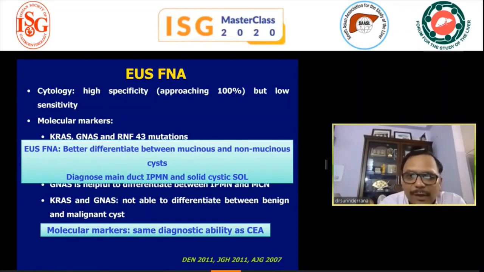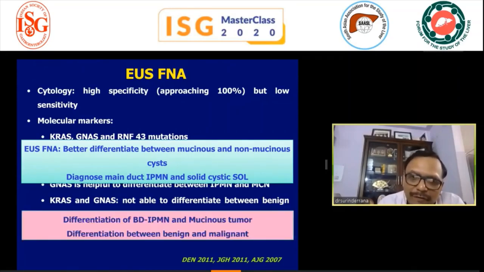And then we can diagnose a main duct IPMN by looking at the duct morphology and a solid lesion inside the duct. And we can easily diagnose a solid pseudopapillary neoplasm, as I had showed you in one of the images earlier. But then the problem is, even after an FNA, the differentiation of a branch duct IPMN from a mucinous cystic tumor is not possible. And then you cannot differentiate between benign and malignant.